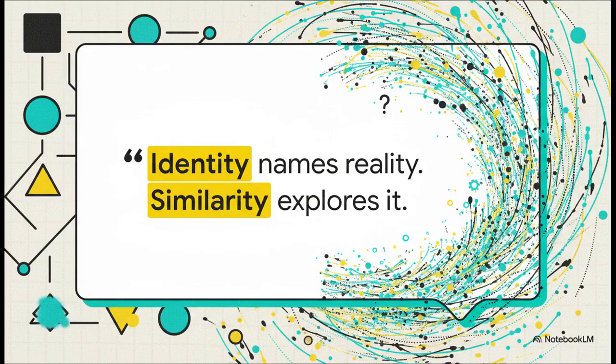There's a really beautiful and simple way to put this. Identity names reality. Similarity explores it. Isn't that great? Identity gives us the solid fixed points on our map. These are the known facts. But similarity, that's the engine we use to explore all the vast, unknown territory between those points.